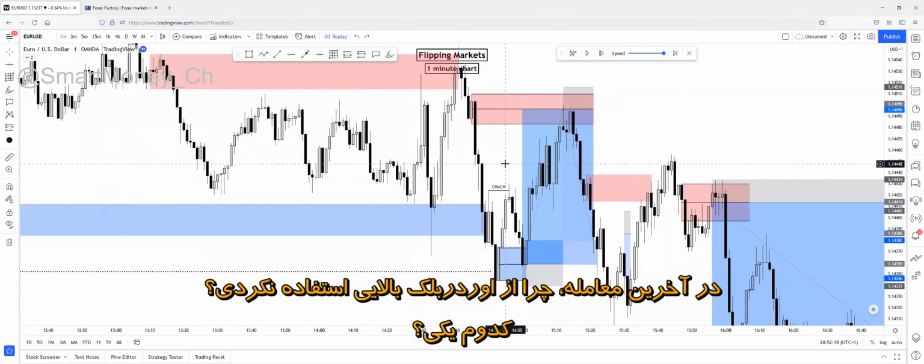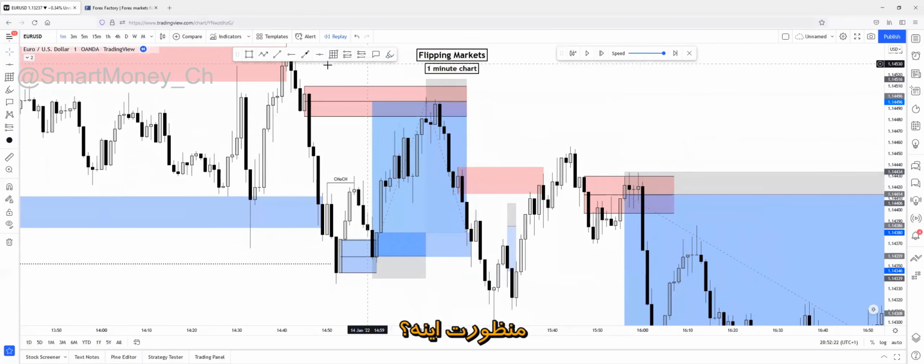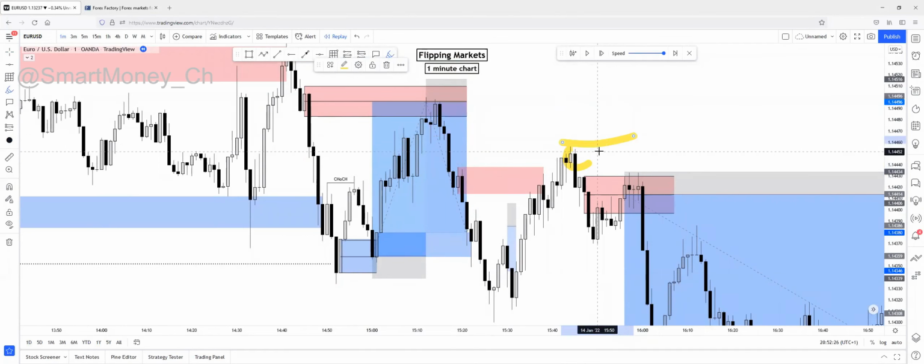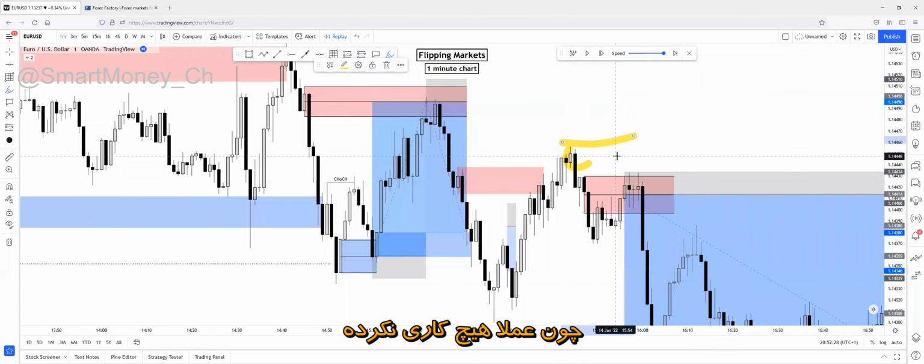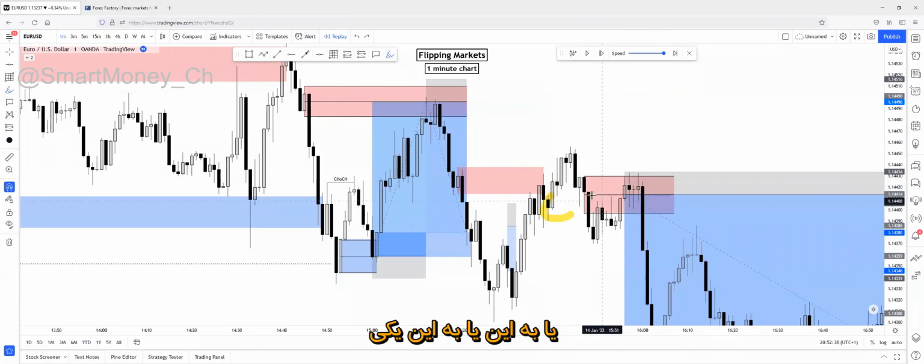In the last trade, why didn't we use the one higher order block? Which one? This one right here? Because that did nothing. The reaction was given by this supply zone. As you can see, this candle reacted on some sort of demand zone, either on this one, either on this one. It had a reaction.